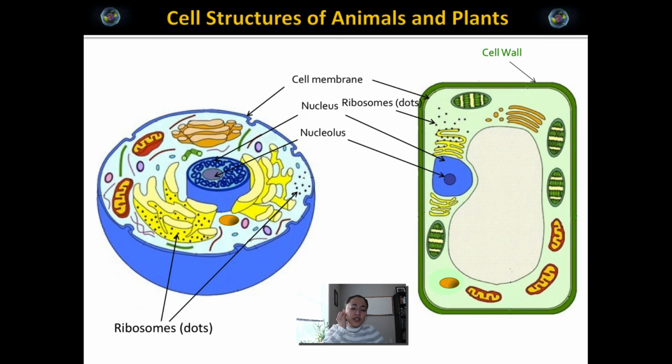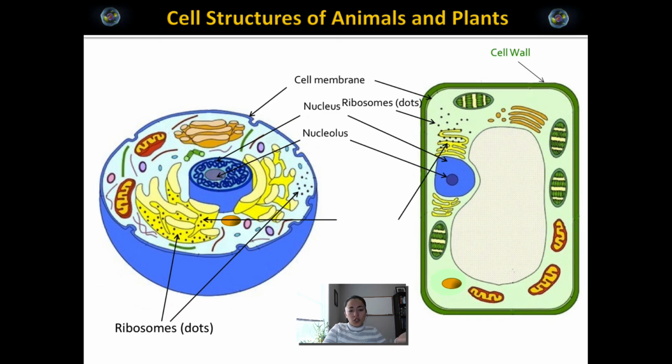Whenever you're looking at an image of a cell, ribosomes are usually illustrated just by drawing little dots. So you can see some of these dots are just floating around in the cell, and some of them are attached to this structure over here. Same thing in the plant cell. You see some ribosomes just floating around, and some of them are attached to this organelle over here. So these ribosomes are made, again, in the nucleolus, and they will make their way out of the nucleus.